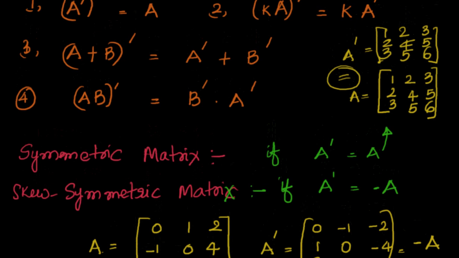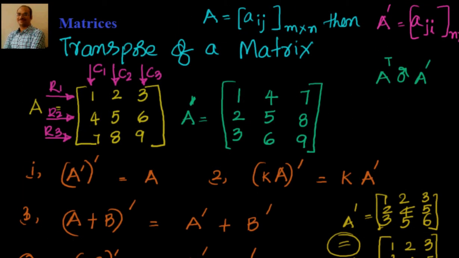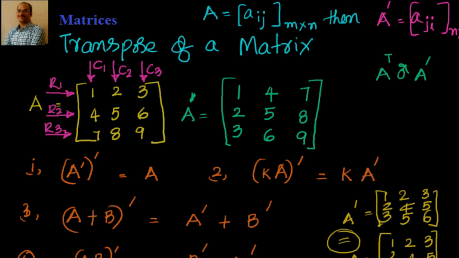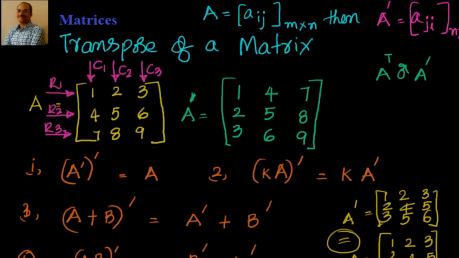That's about the transpose of a matrix. It's a very important concept. Let us try to do one simple example to understand: (AB) transpose equals B transpose into A transpose. Let us see how that works out with the help of a simple example. We will do that in just 1 minute.